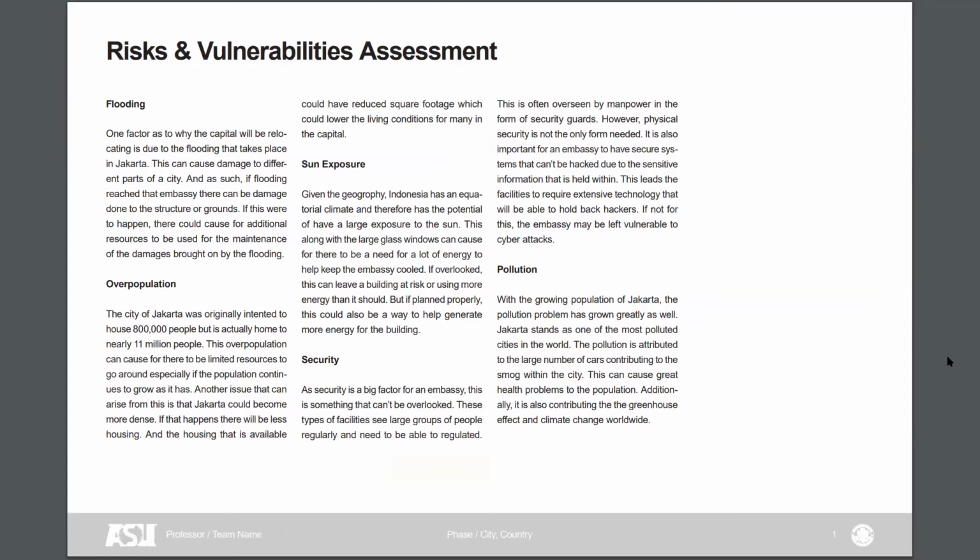Next, we were looking at 5 main risks and vulnerabilities that the site might see. Particularly in Jakarta, flooding is the main issue, and as a result, the city itself is currently sinking. Next, overpopulation, because originally it was only designed to hold about 800,000 people, but as of 2020, it's nearly at 11 million people. And because Jakarta does have an equatorial climate, sun exposure is a constant thing that results in higher costs for heating and cooling of buildings.